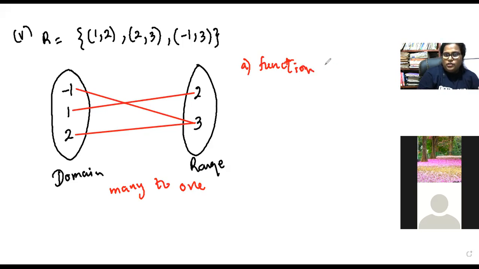This one is a function, so the statement is not correct. This is the wrong statement in this question, but it doesn't matter. We will see the other solutions of this question as well.